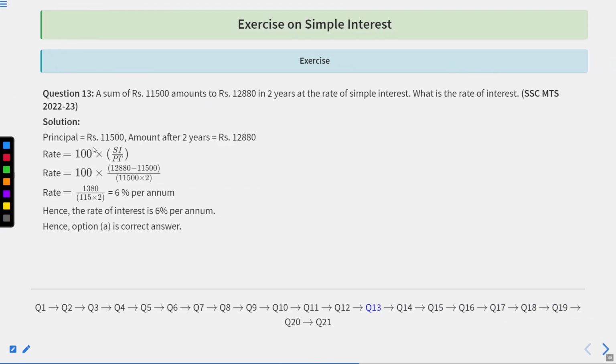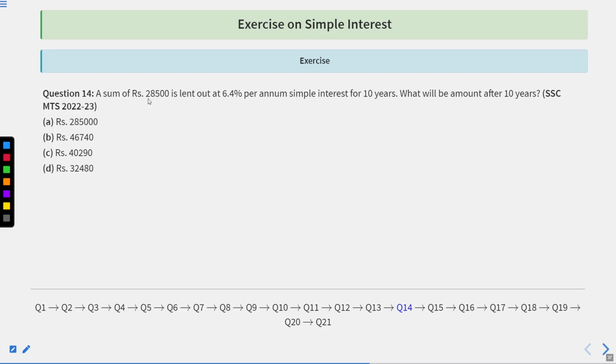So here we are going to use our formula: rate equal to 100 into simple interest upon principal into time. So here the principal is 11,500 and the amount after 2 years is 12,880. So the simple interest will be the amount after 2 years minus the base amount, that is the principal. So the rate equals 100 into 12,880 minus 11,500 upon 11,500 into 2. So the rate is equal to 6% per annum. So the correct option here is option A.